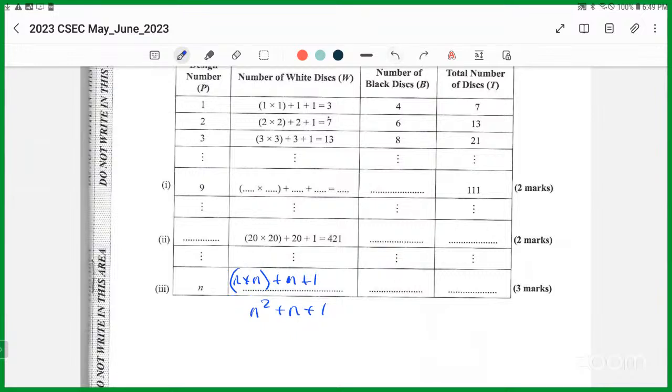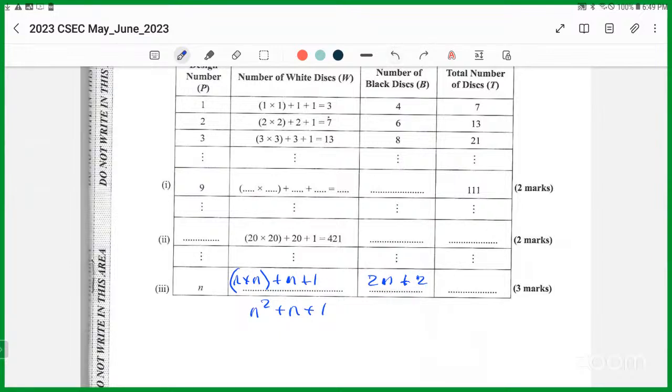In this column now, the number of black discs is always increasing by 2. So I put 1 for the horizontal and 1 for the vertical. So 2n is a part of the formula, right? Increasing by 2. But this first figure has 4 in it. 2 times 1 is 2. We have to add 2 to get the first shape. This is the formula for this column.